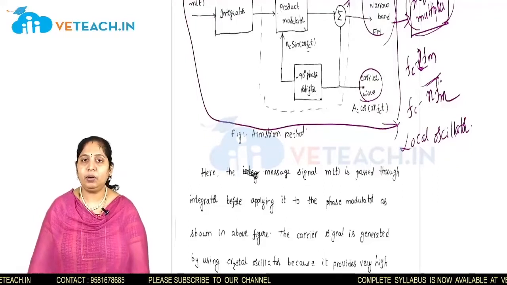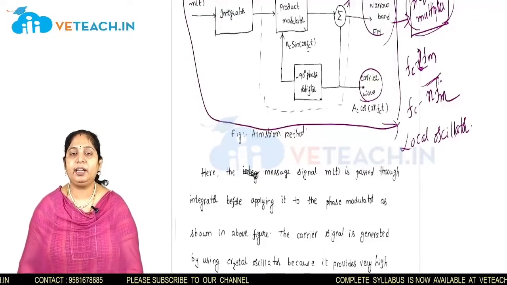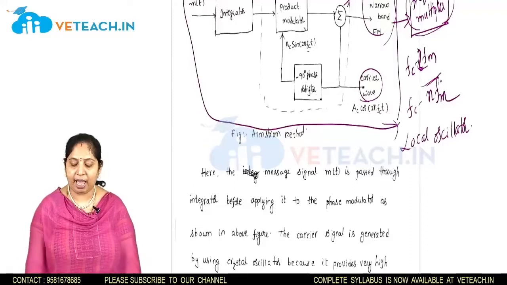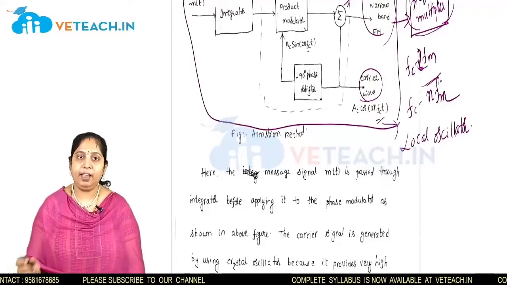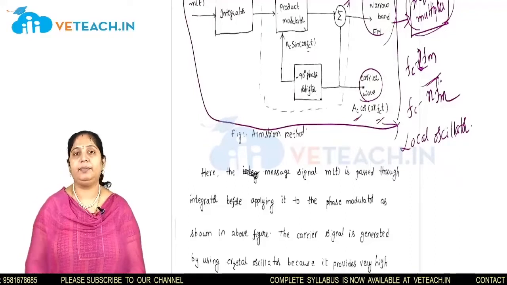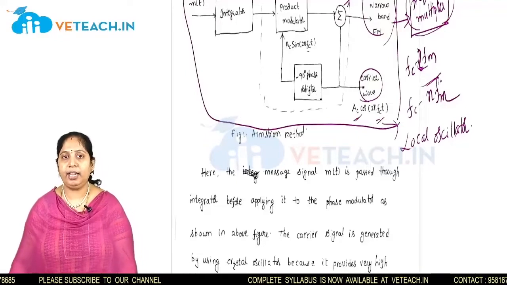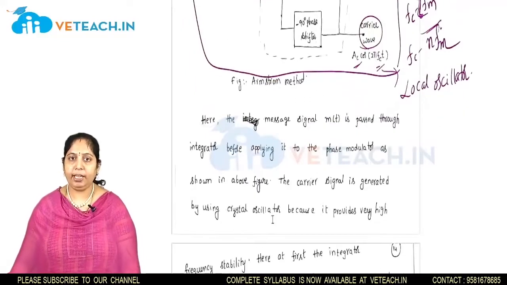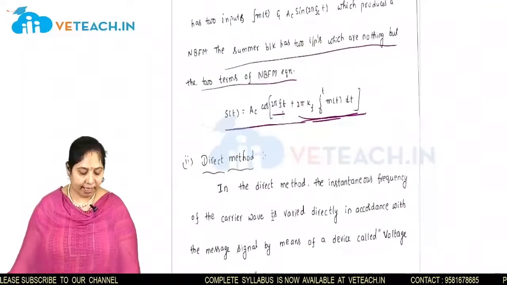So here this local oscillator is going to generate a carrier signal having some frequency of Fc with an amplitude of Ac. Okay, so this is about the indirect method of FM. And coming to the next one, the direct method.